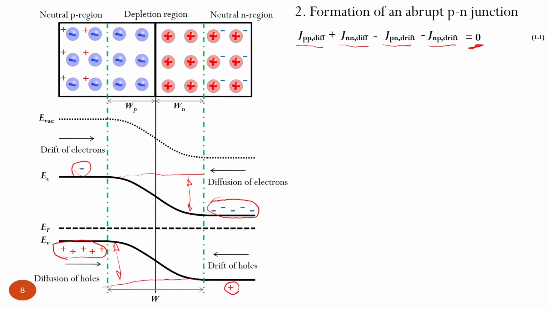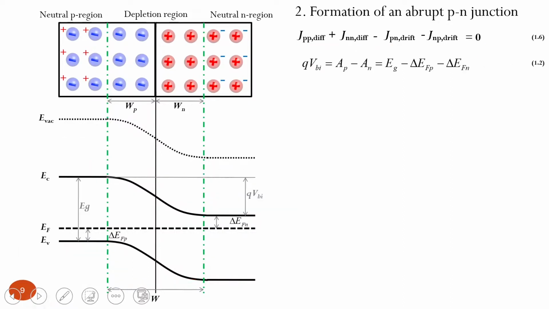So now let us consider this height of the potential barrier, which is qVbi. We know from previous discussion that it should be equal to the difference between work functions. However, from this energy diagram, we can see that this height of the potential barrier is equal to band gap minus depth of Fermi energy location with respect to the top of valence band for P-type semiconductor, like here, and the same with respect to the bottom of the conduction band of N-type semiconductor. So that is actually this expression.